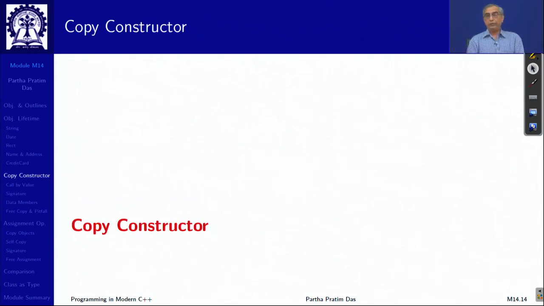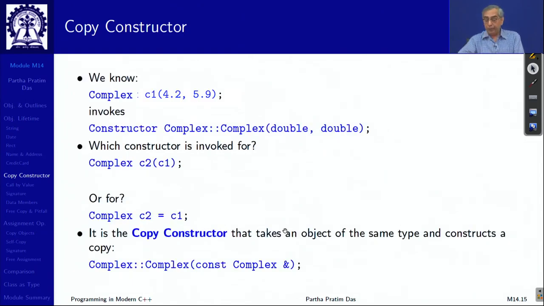Now, let me move on to the copy issues. The first is a copy constructor. So, what we do is this is a normal construction. We all have seen this. So, when we do this, we can do it by this, or we can actually write it as 4.2, 5.9 like this also.